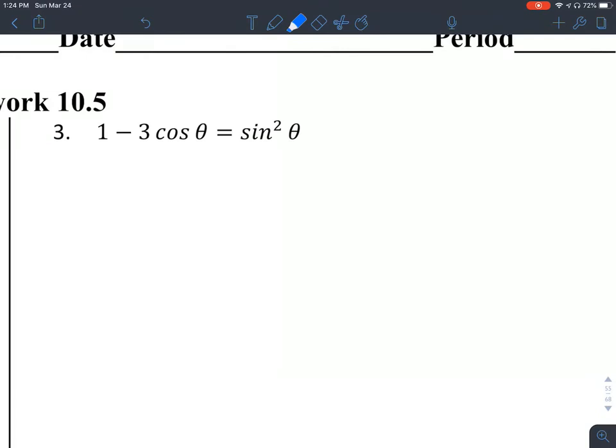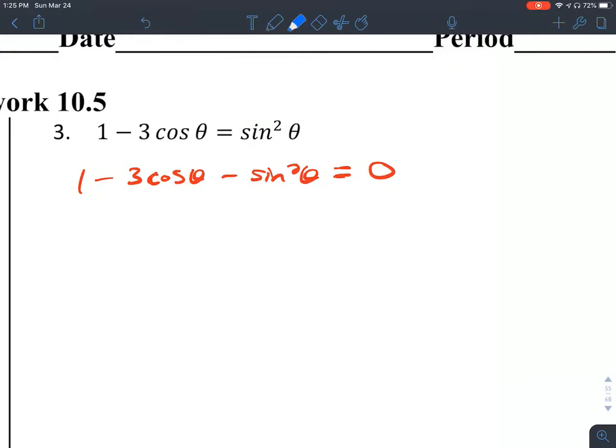Number 3, let's get all the terms on the same side. So we got 1 minus 3 cosine of theta minus sine squared of theta is equal to 0. Well, this can't factor. And that's really what we want to do when we have these equations. We want to try to factor them so we are multiplying things together that equal 0.